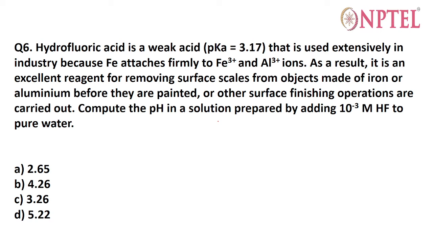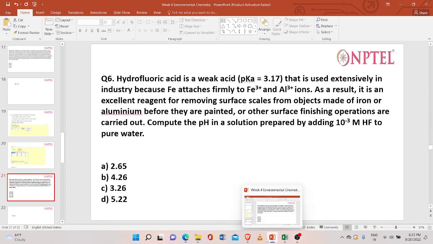So as a result, it is an excellent reagent for removing surface scales, whatever the rust is there from objects made of iron or aluminium before they are painted or any other surface activities going on. So compute the pH in a solution prepared by adding 10 to the power minus 3 molar HF to pure water. So now you have to calculate the pH of this solution. So please try to solve it quickly.